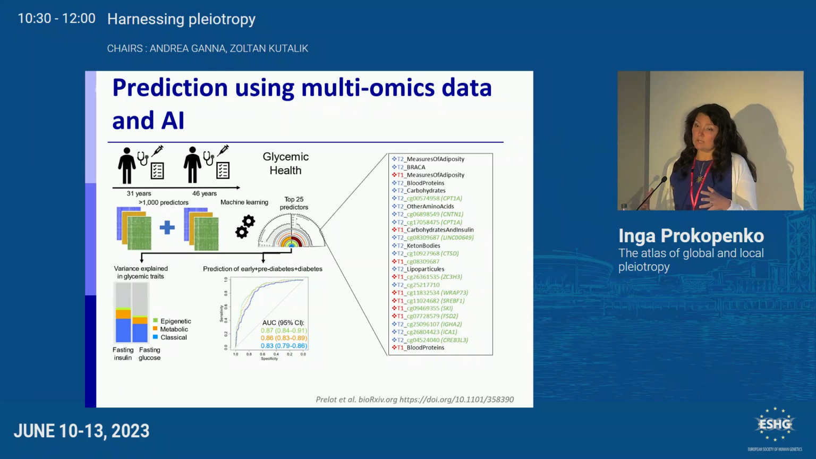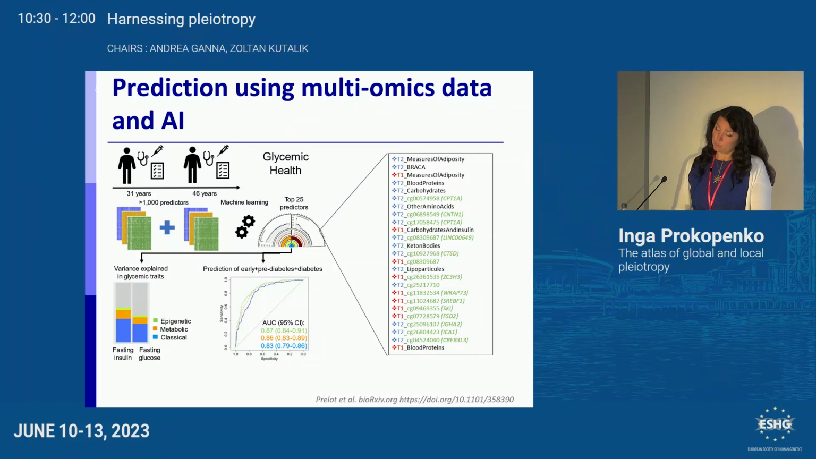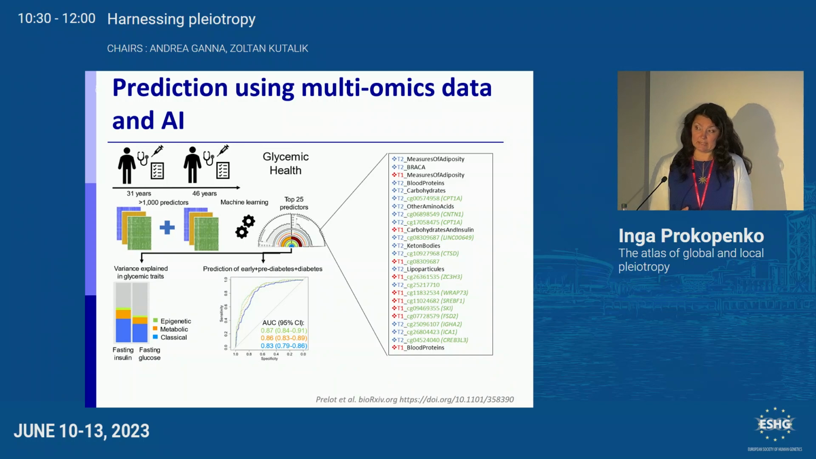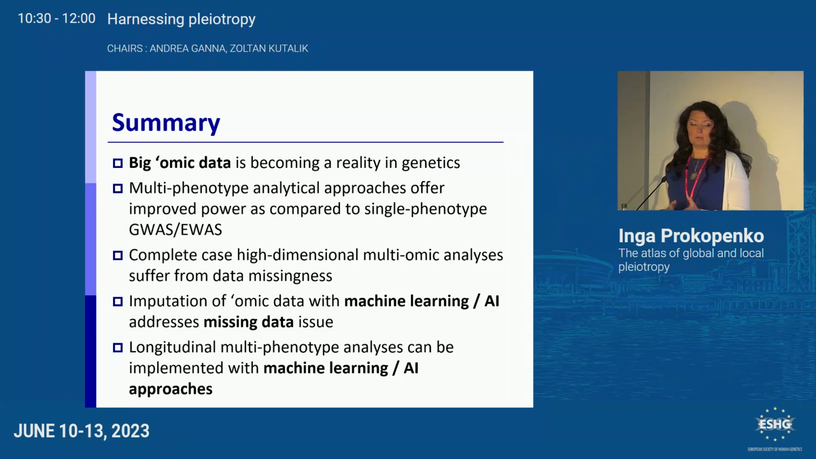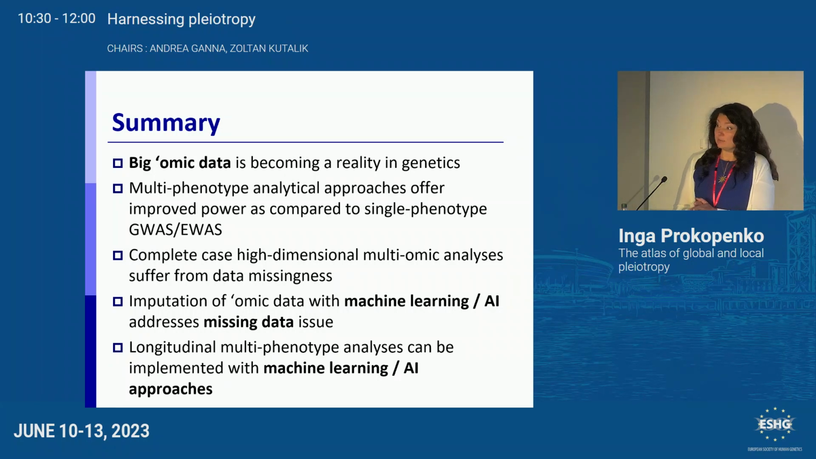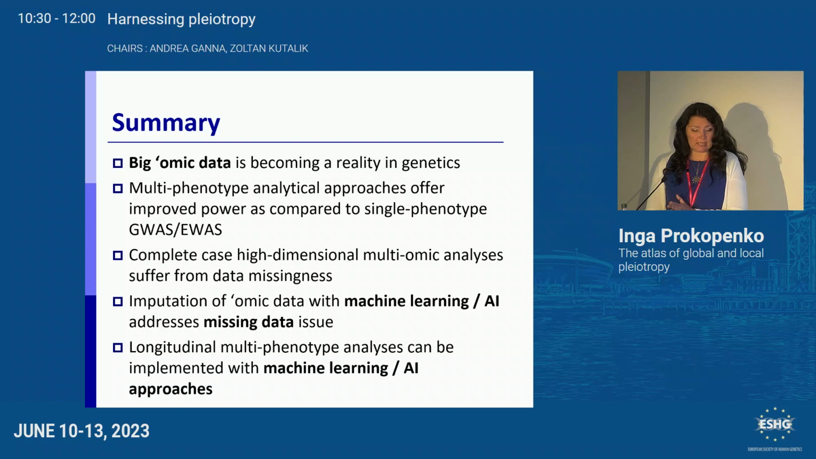And to do that, it is actually useful to combine information from multiple omics data levels, explore relationships between these data, and possibly explore pleiotropy. So overall, big omic data is becoming a reality in genetics.